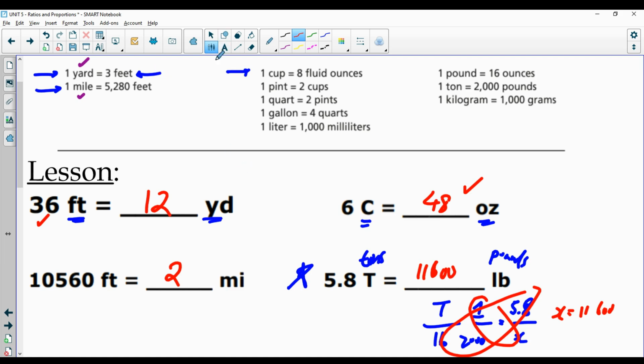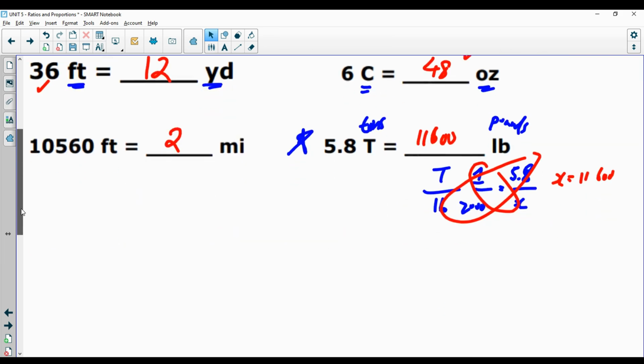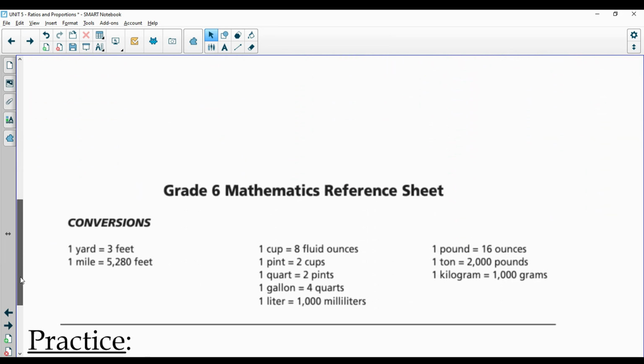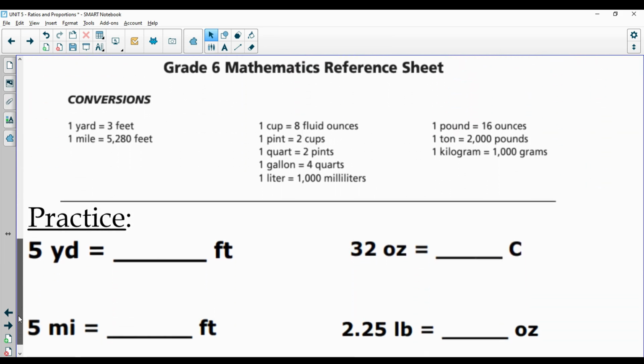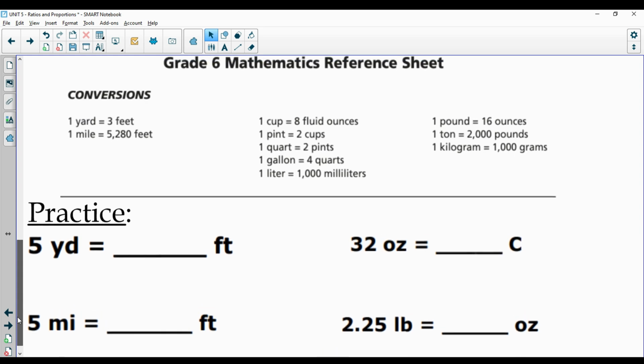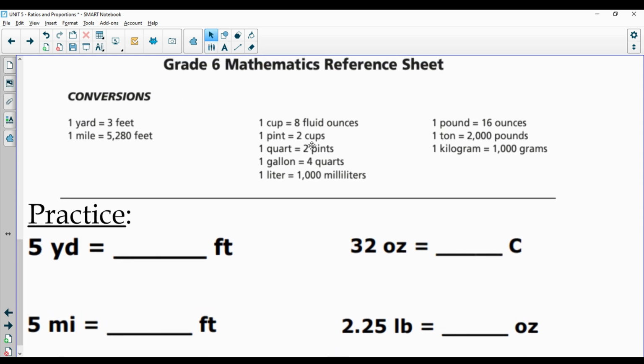Right now I'm going to scroll down and let you try these. For your benefit, I also left the reference sheet up here for you to look at inside this video, so you don't have to actually look at a piece of paper. Try these 4 questions here. Use this reference sheet here. No need to press pause because I'm not going to put the answers in here.